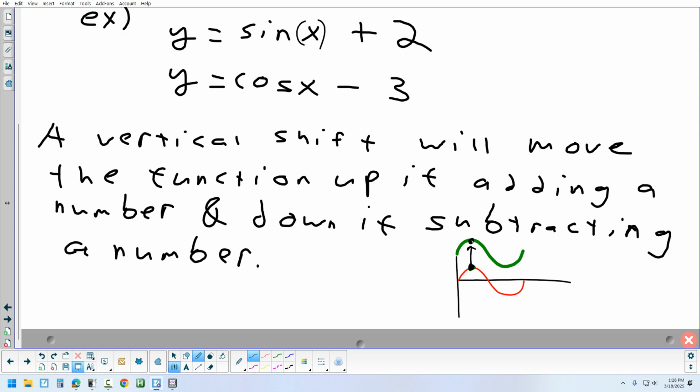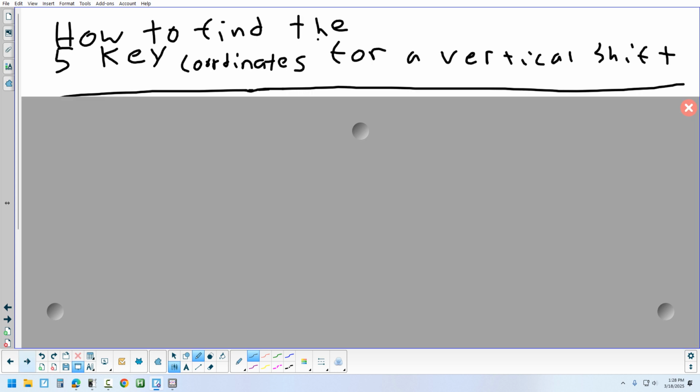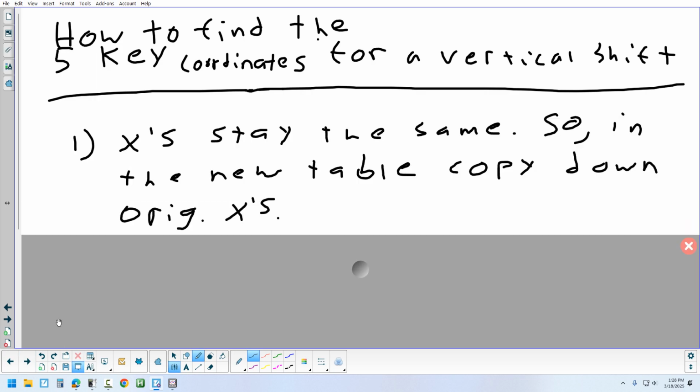All right, so the y is going to change again, just like the last one. If the y changes, that means what stays the same? The x. Yep. So now we want to get ready to figure out how we make our table, which is going to help us with the sketch. Okay, first thing, x's stay the same.